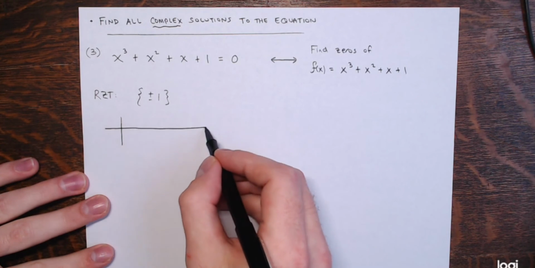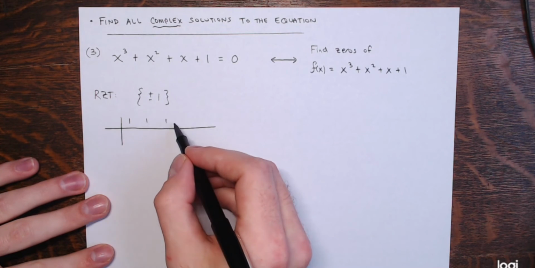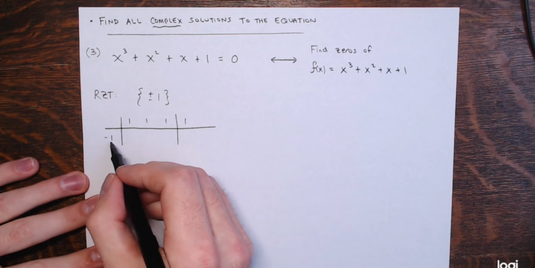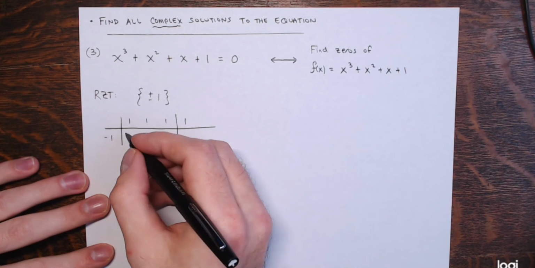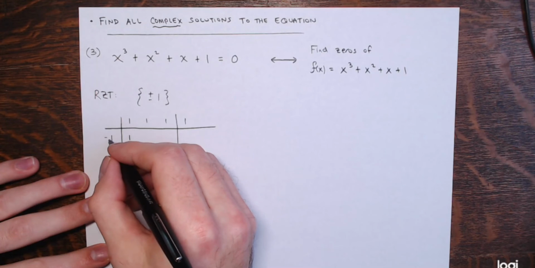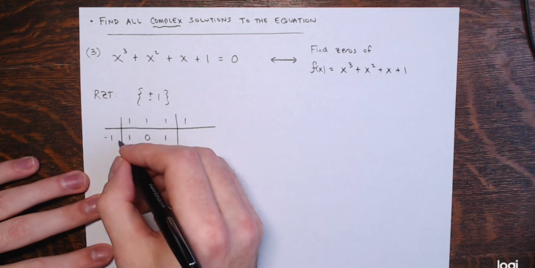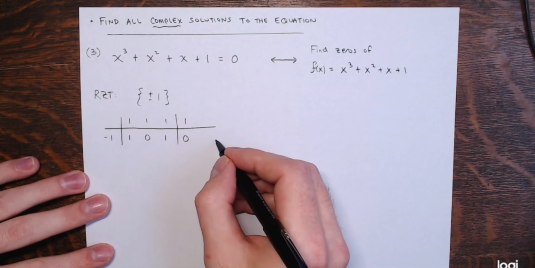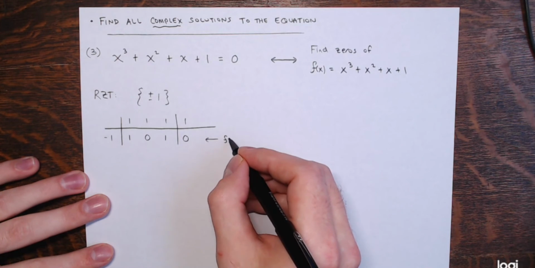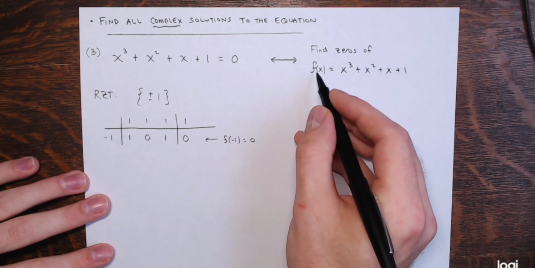So I got 1x cubed, 1x squared, 1, 1. All the coefficients are 1, but -1's got to be the one that works. Drop the 1. -1 plus 1 is 0. 0 plus 1 is 1. -1 plus 1 is 0. And so we're seeing that f of -1 is 0 when I called f this polynomial.